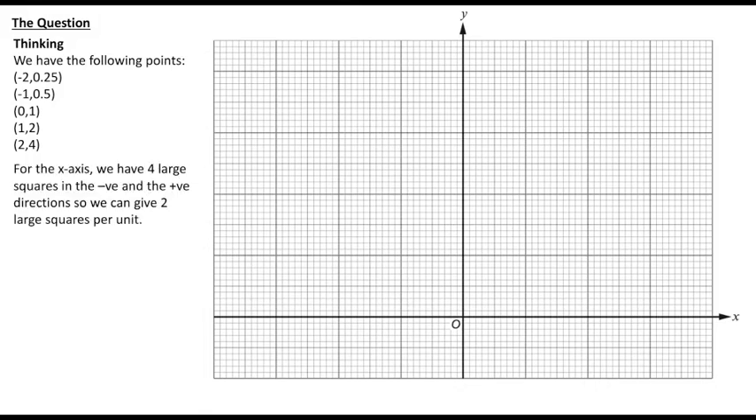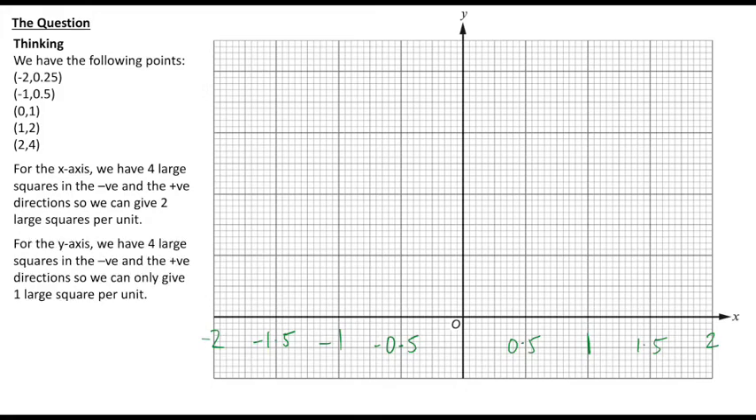For the x-axis, now I mentioned that we need to make the graph as big as possible for the maximum accuracy. So for the x-axis, we've got 4 large squares in the negative and the positive directions. So that means because we only need to go up to +2 and down to -2, we can give 2 large squares per unit. And notice that first I put in the whole numbers and then I put the halves in, or the 0.5s and 1.5s in. So we've got all our references there.